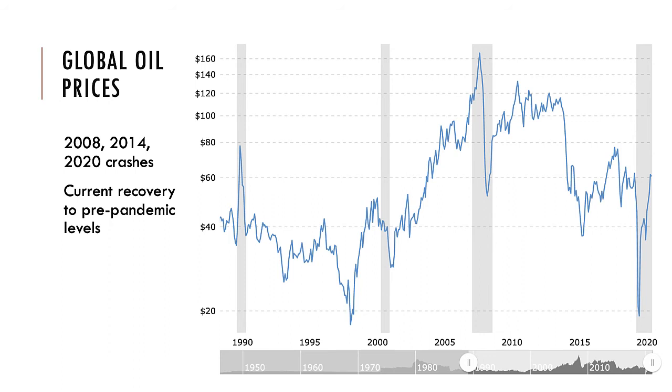This particular graph is for West Texas Intermediate, WTI prices, but they track with global prices. There were big drops in oil prices during the 2008 global financial crisis, and the 2020 drop was a combination of reduced demand during the pandemic and a particularly ill-timed price war between Saudi Arabia and Russia. The 2014 decline was more complex.